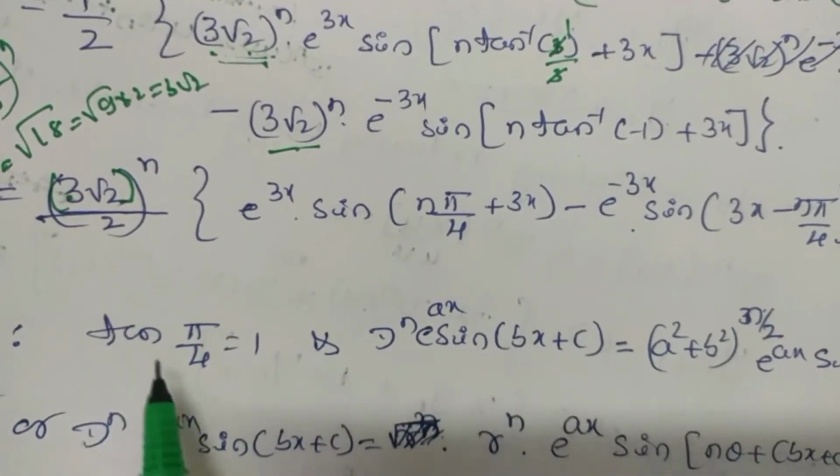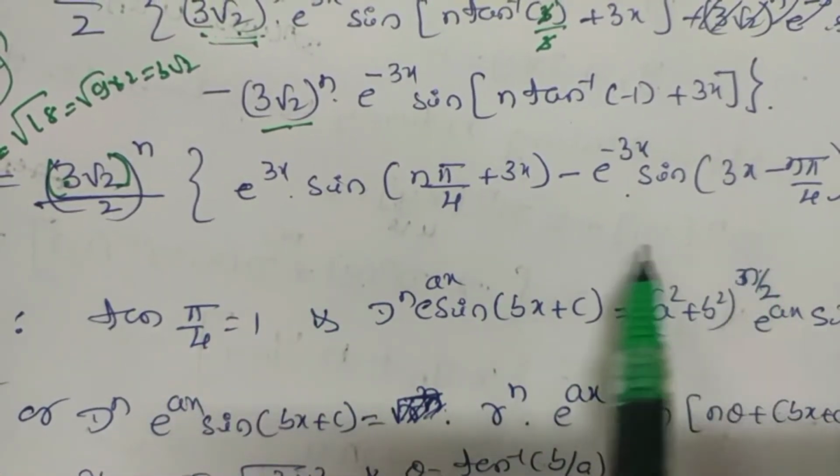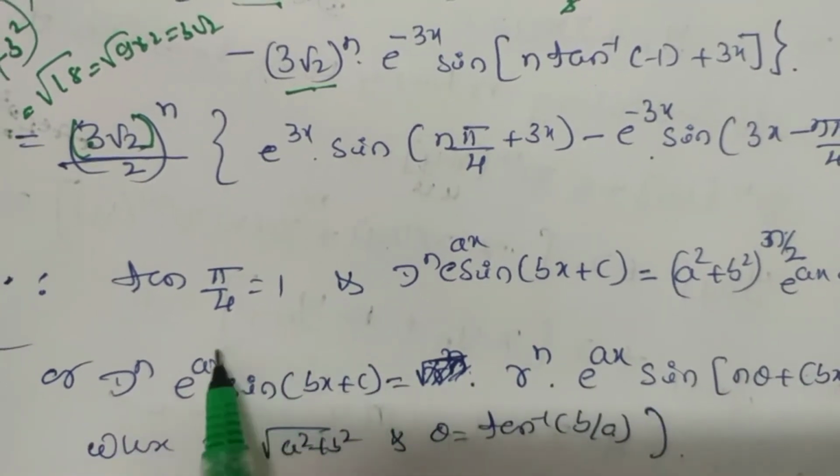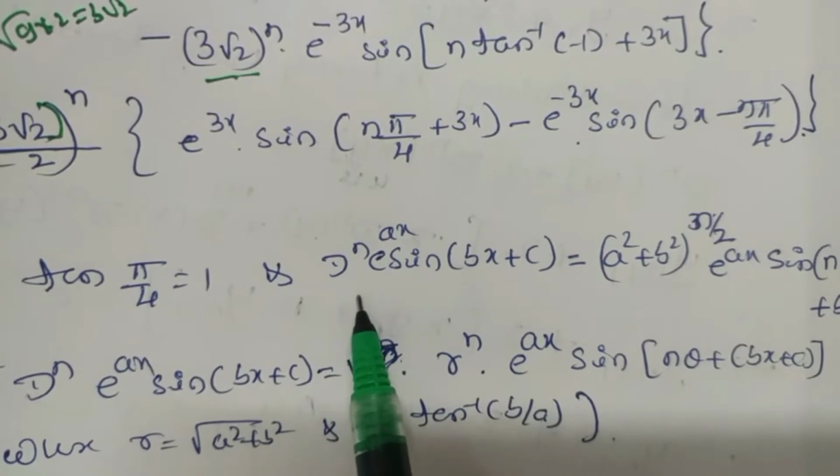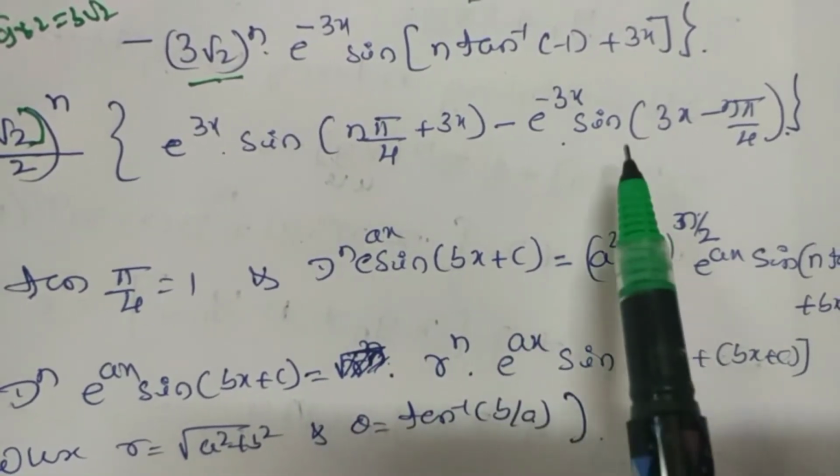So now this is only the required result, and here I have given the explanation. Because here tan pi by 4 value is 1, and again I have written the formula for the nth derivative of e raised to x sin(bx + c), as I have explained here.